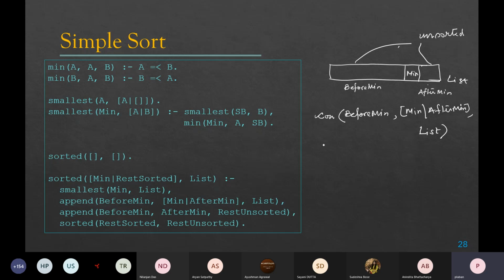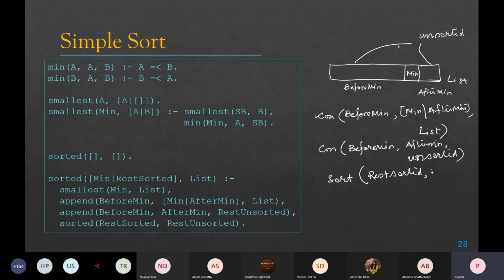And of course, we want to store the before min and after min to get the unsorted list, right? And we will be sorting the unsorted one. So basically, let us store that in a variable like rest sorted, and that will do with the unsorted array. And after we have got this rest sorted, we place this min before rest sorted. So this is the plan.